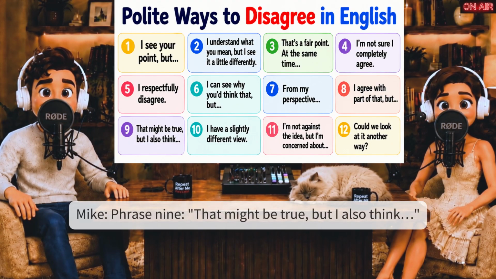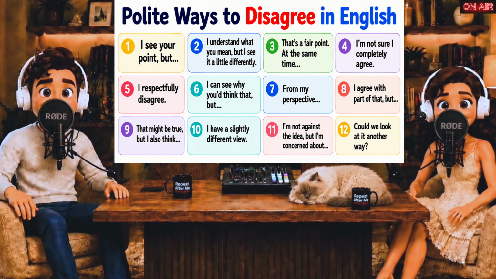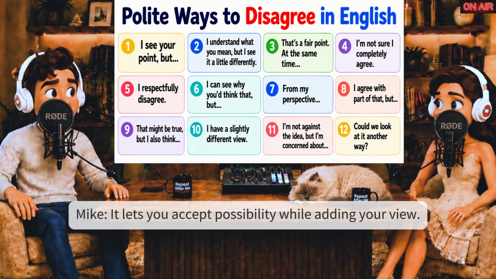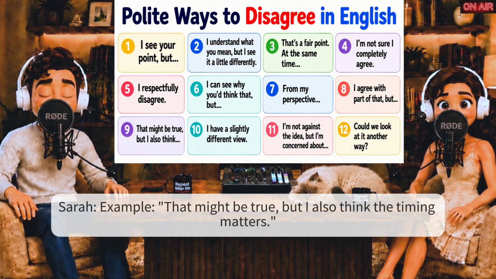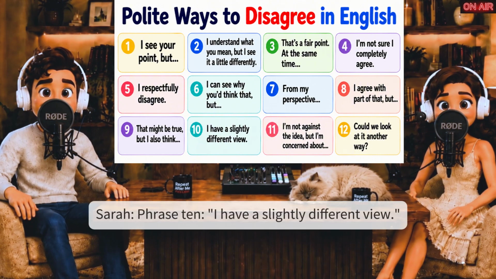Phrase 9. That might be true, but I also think. This phrase is careful. It lets you accept possibility while adding your view. Example: That might be true, but I also think the timing matters. Repeat. That might be true, but I also think.